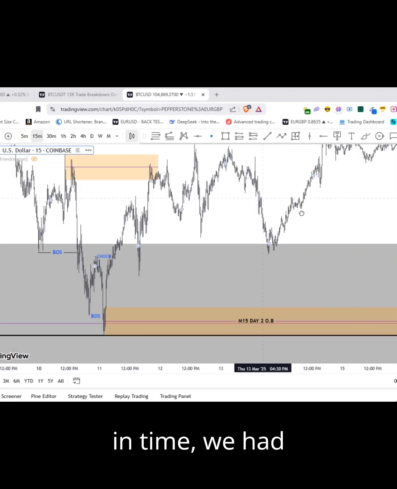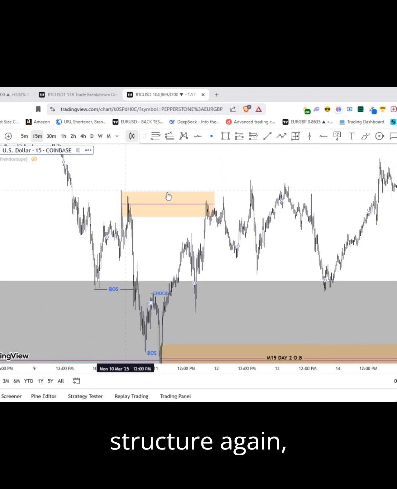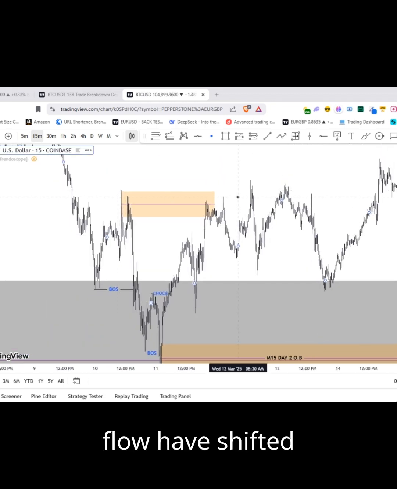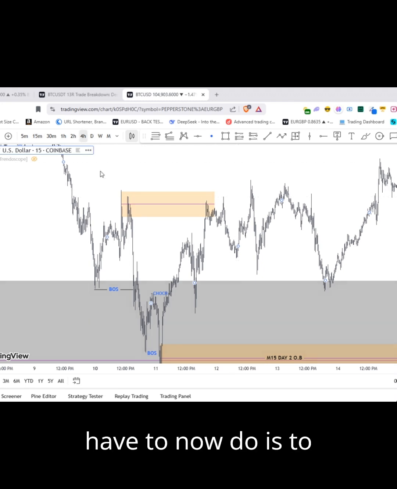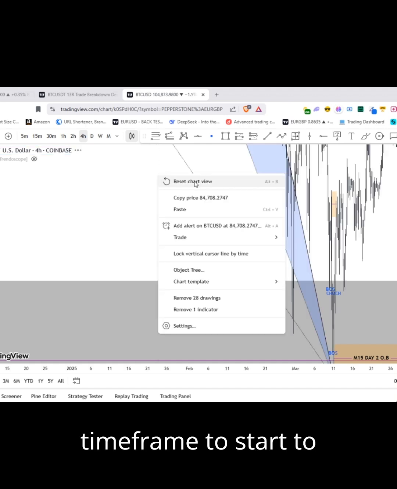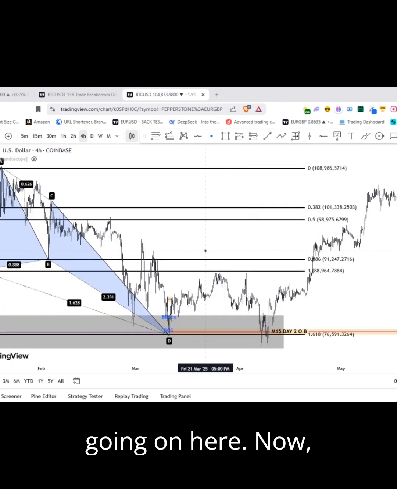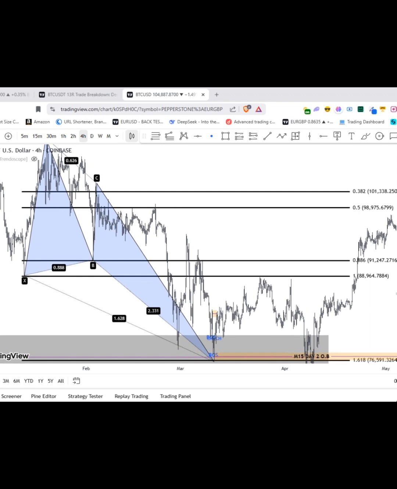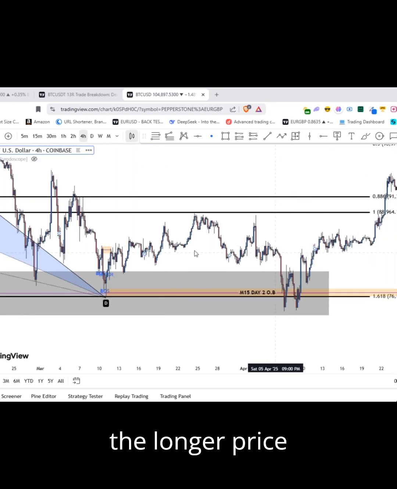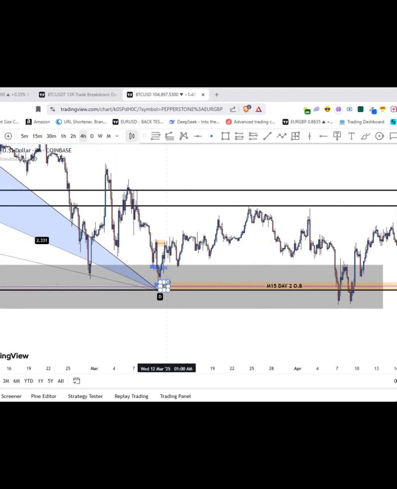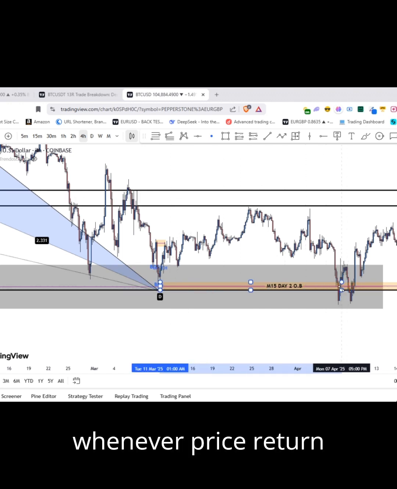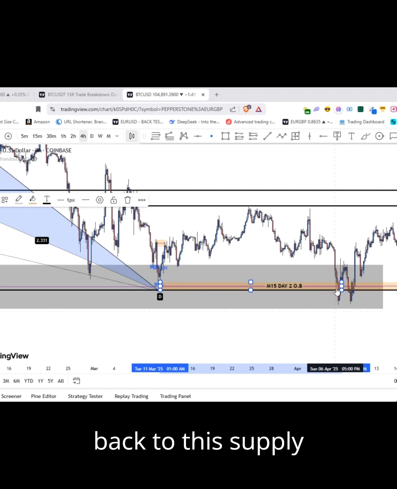So at this point in time, we had another break of structure again, meaning that order flow has shifted from bearish to bullish. Okay, so all you have to do now is go down to the lower time frame to look at what is going on here, right? Now, like I said before, the longer price takes to come back into this level of supply, the more we have to wait for another shift in market order flow whenever price returns to this supply level.